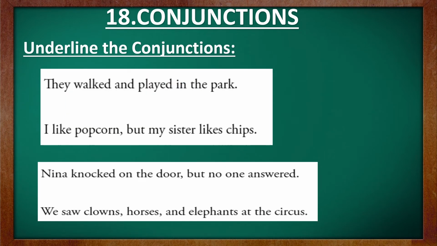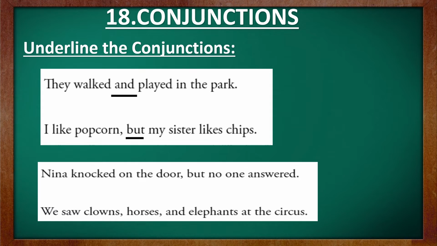Underline the conjunctions. They walked and played in the park. Here two different sentences are joined with the help of and. So we underline and. I like popcorn but my sister likes chips. Here two opposite ideas are joined with the help of but. So, but is a conjunction.